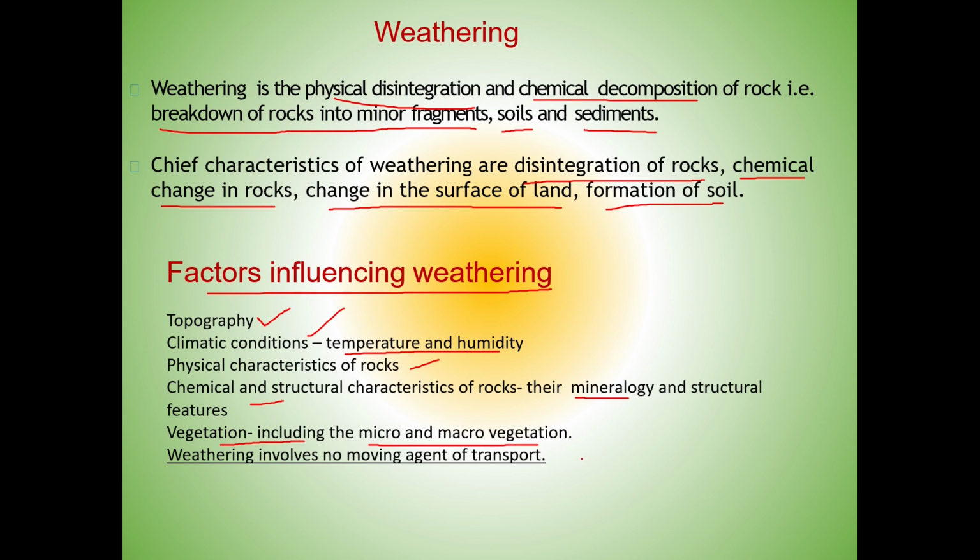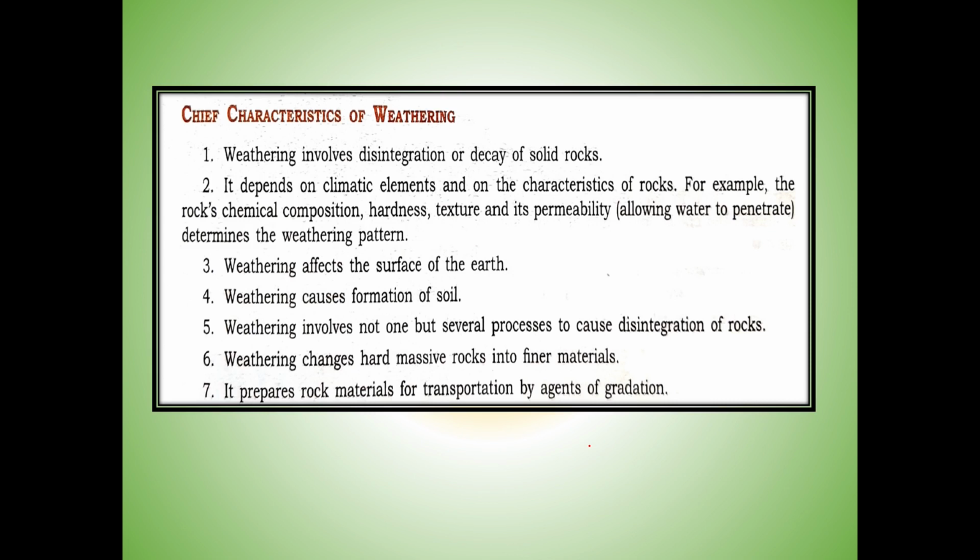Weathering involves no moving agent of transport. Wherever the weathering is taking place, the rock is getting broken down or decomposed, but it does not move away from that place. Moving away will be erosion. What are the chief characteristics of weathering? Weathering involves disintegration, decay. Two things: disintegration, physically; decay in chemical words. Chemically, it will get decayed or decomposed of solid rocks.